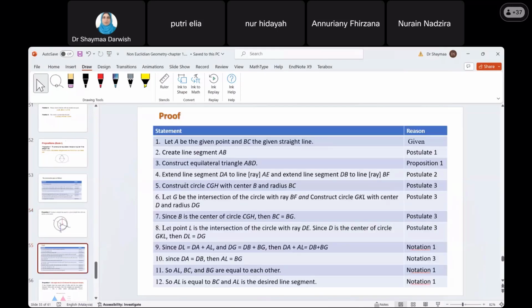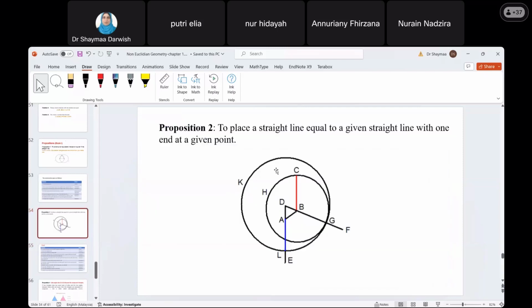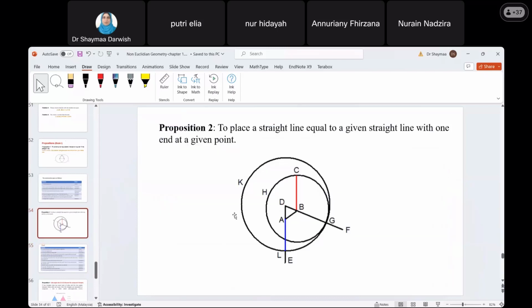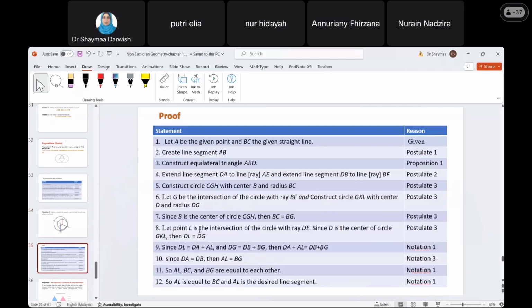Then you need to draw a circle with center B and radius BC. Here the intersection points are G and L. Now G is the intersection point of the circle with ray BF. So we can construct another circle, GKL, with center D and radius DG. Then we claim that this line is equal to this line is equal to this line. So we will assume that the point of intersection is L.